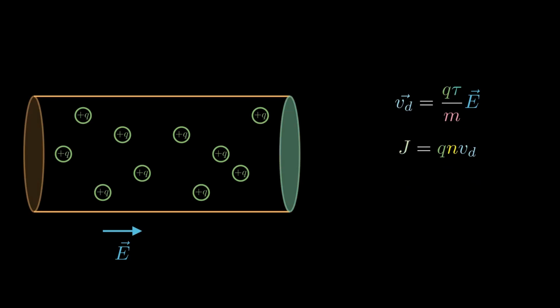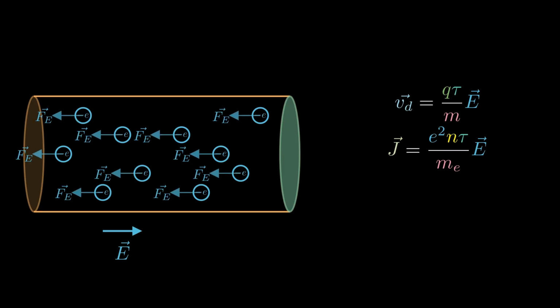Now let's look at the definition of the current density J. If we substitute in the drift velocity v, we'll get this equation. After organizing it, we get J equals q squared n tau over m times E. Remember, the charge carriers in our conductor are electrons. The charge carried by each of them is negative e, and their mass is represented by m sub e. Since the charge carried by an electron is negative, the force exerted on the electrons by the electric field is in the opposite direction of the electric field. So the drift velocity is also in the opposite direction.